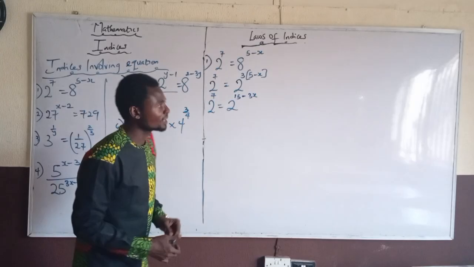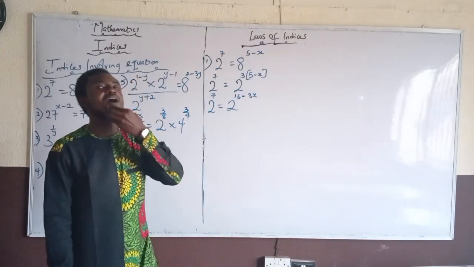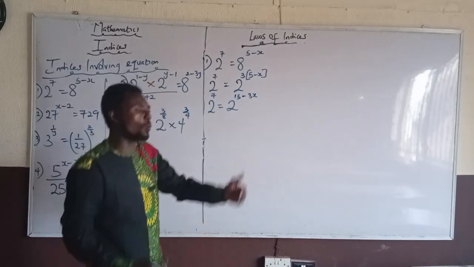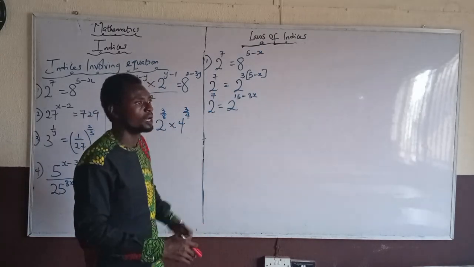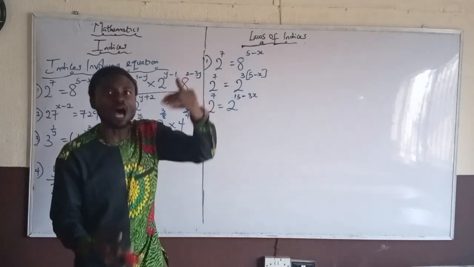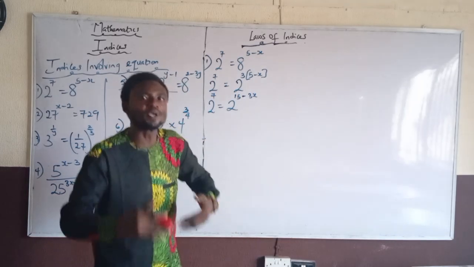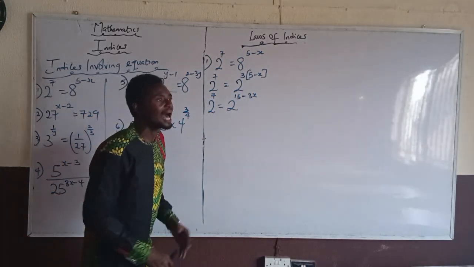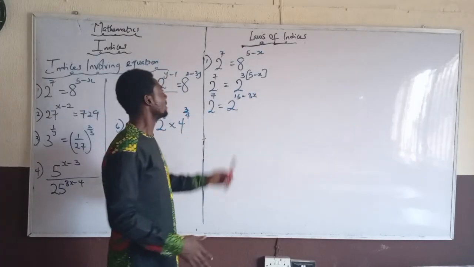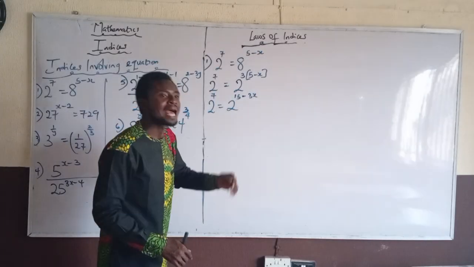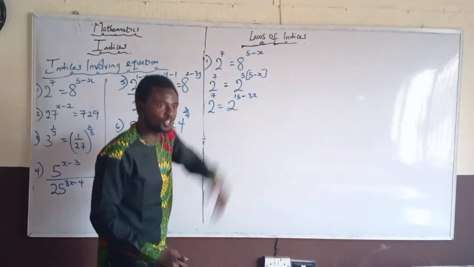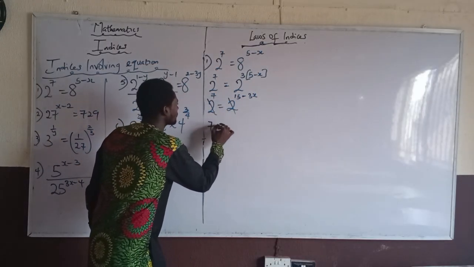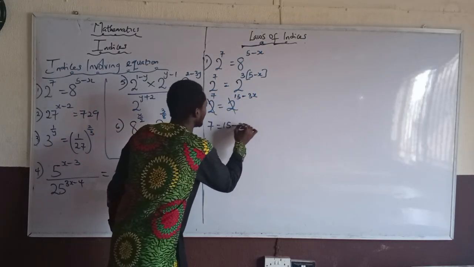Now, when you have the same base and you have equal to between them, they will cancel out. Now don't forget, there are lots of indices. When you have the same base and you have multiplication, you pick one of the base, you add the power. When you have the same base and you have division, you pick one of the power and subtract. Now when you have the same base and equal to sign between them, the base will cancel out and the power becomes the base. So 2 cancel 2 here. Here becomes 7 equals to 15 minus 3x.